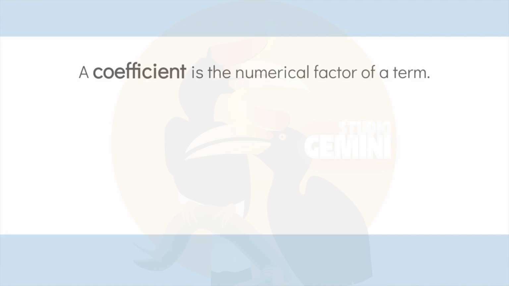A coefficient is the numerical factor of a term. For example, the coefficient of negative 8b is negative 8, and the coefficient of 5m cubed is 5. Now that we've explored the definitions, we'll work through a few example problems to practice identifying terms and coefficients.